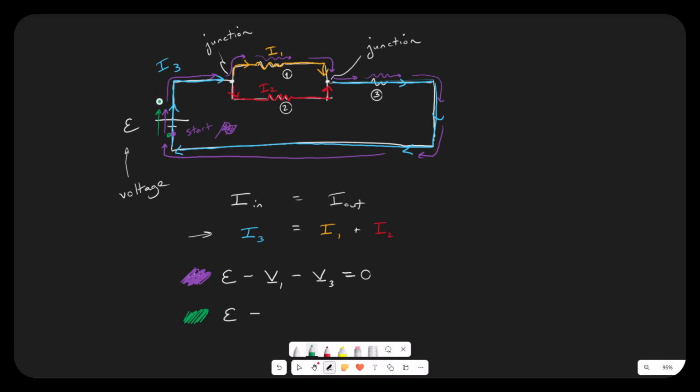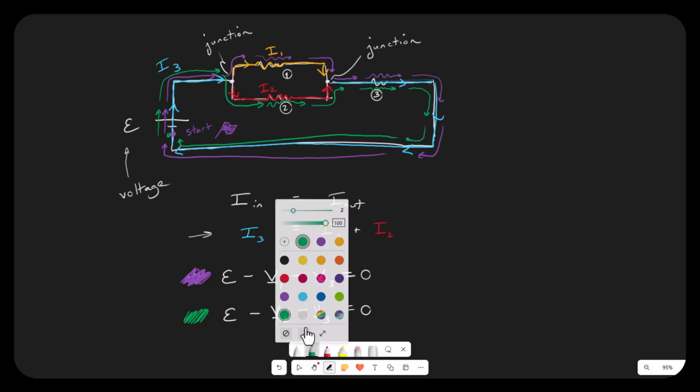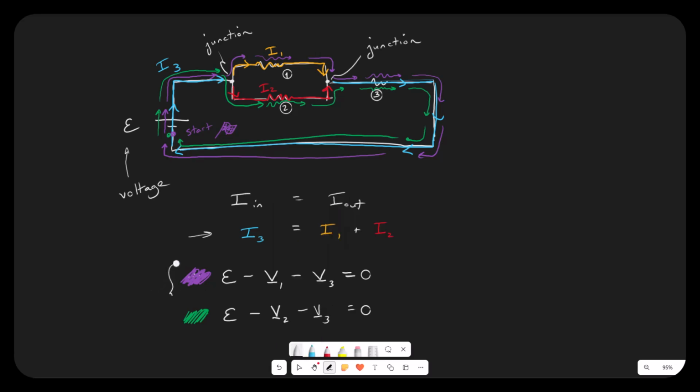I'm going to keep going, and now when I hit this junction, I'm going to say, nope, I'm going downward. Keep going, and I hit this resistor. So I'm going to say minus voltage 2. Keep moving, meet back up. Hey, another resistor. Minus voltage 3. And I already know how the rest of this story goes. I've got bare wire, a lot of bare wire, and I'm back at my starting point. So equals 0. These two equations are both true.